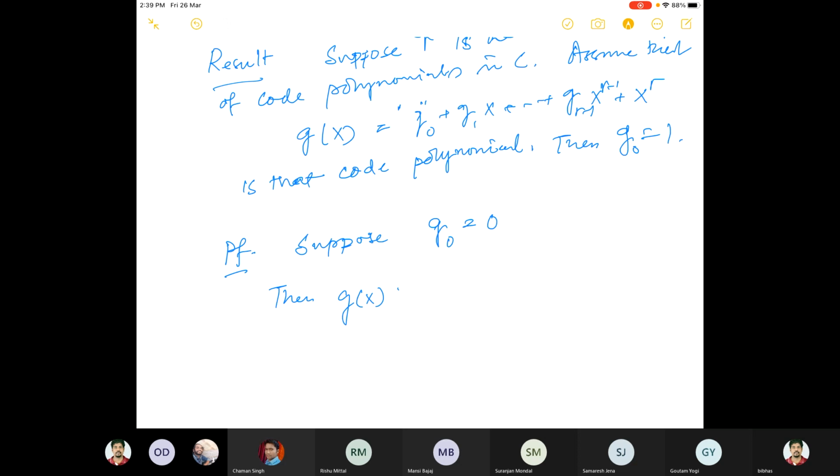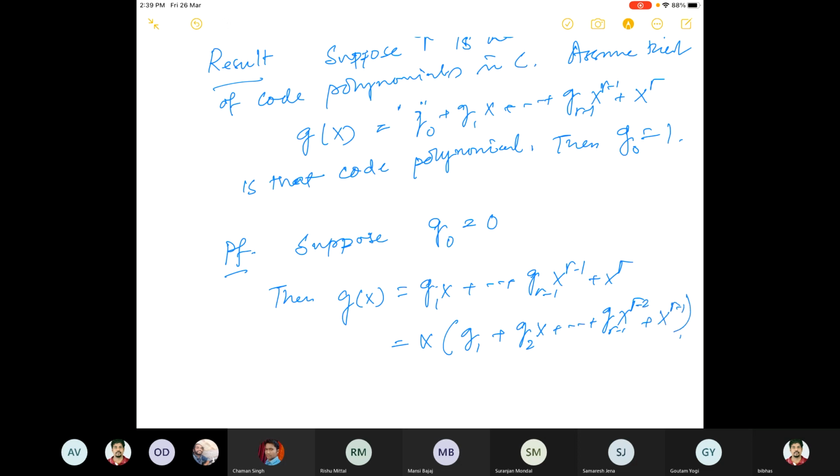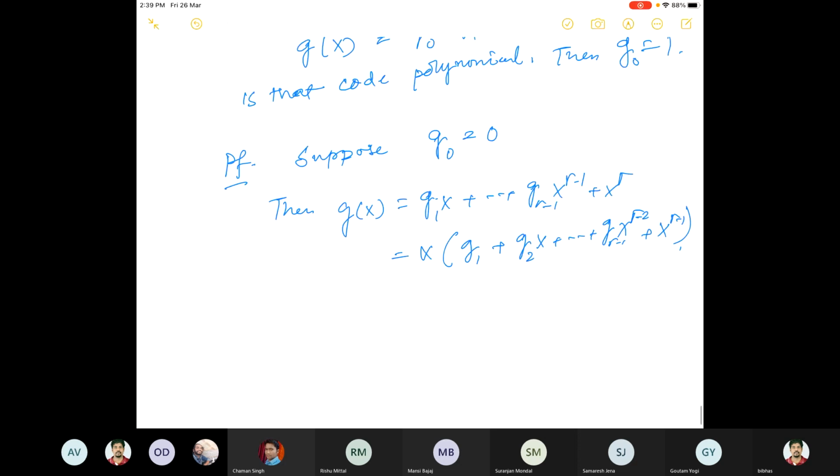Then g(x) should be g1x plus dot dot dot plus g(r-1)x to the power r minus 1 plus x to the power r. And then we can take x common, which is x times (g1 plus g2x plus dot dot dot plus g(r-1)x to the power r minus 2 plus x to the power r minus 1). Okay. Now, can anybody tell me what is the contradiction here?